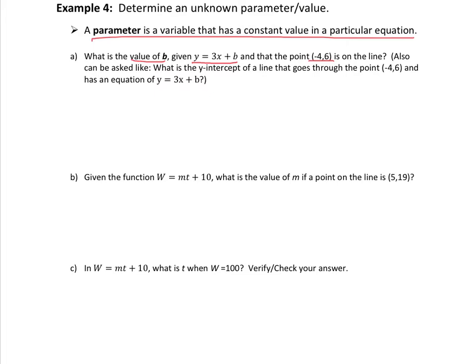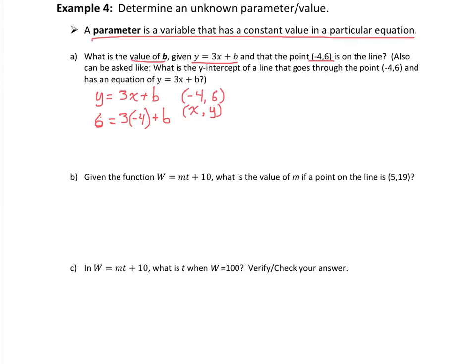So let's write down the information that we are given. We are given that the equation is 3x plus b equal to y, and we're also given the point -4, 6. Now this can be any point on the line, but what this point gives us is an x value and a y value that make the equation true. So we're going to go ahead and sub those x and y values into the equation. So the y value is 6, we'll replace y with 6. And our x value was -4, so we replace x with -4 and plus b.